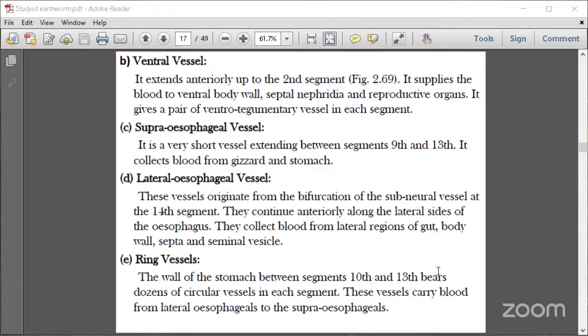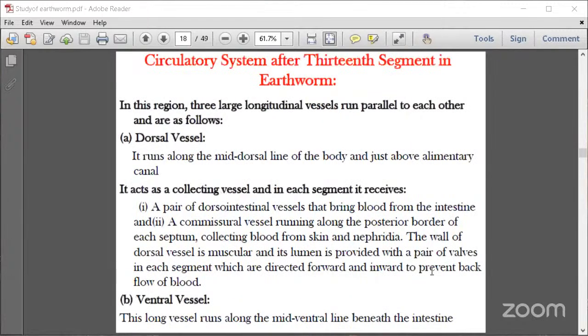Ring vessel. The wall of the stomach between the 10th and 13th segments bears dozens of circular vessels in each segment. These vessels carry blood from the lateral esophageal to the supraesophageal.